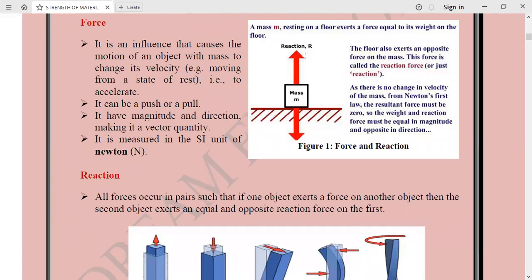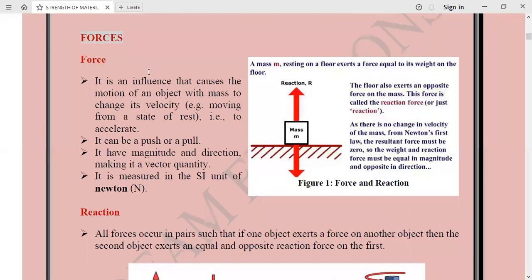Force and reaction both occur in a pair. Whenever there is a force, there will also be a reaction to it. Why is it so? Because as per Newton's third law of motion, every action has an equal and opposite reaction. So whenever you apply a force, there will also be a reaction. Let us discuss it with the diagram.